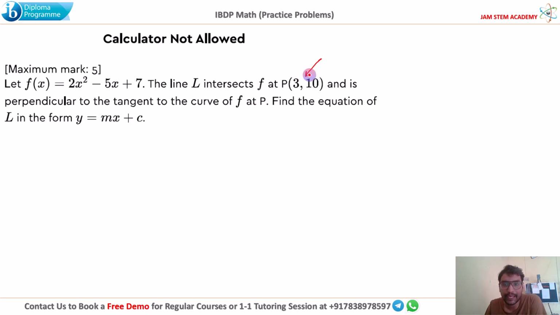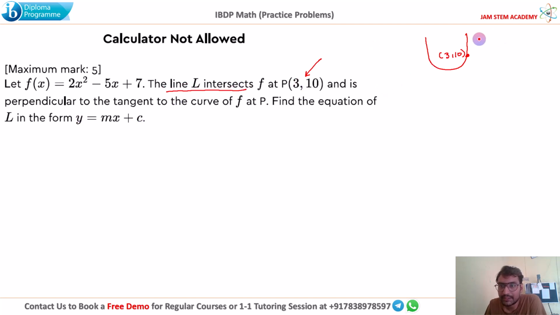So we have a point lying on that curve, and the line is perpendicular to the tangent line of the curve at point P. So let's say this is our curve, and we have selected a point, say this one is (3, 10). Now, according to this information, the required line L passes through this (3, 10). That's fine, but it is perpendicular to the tangent.